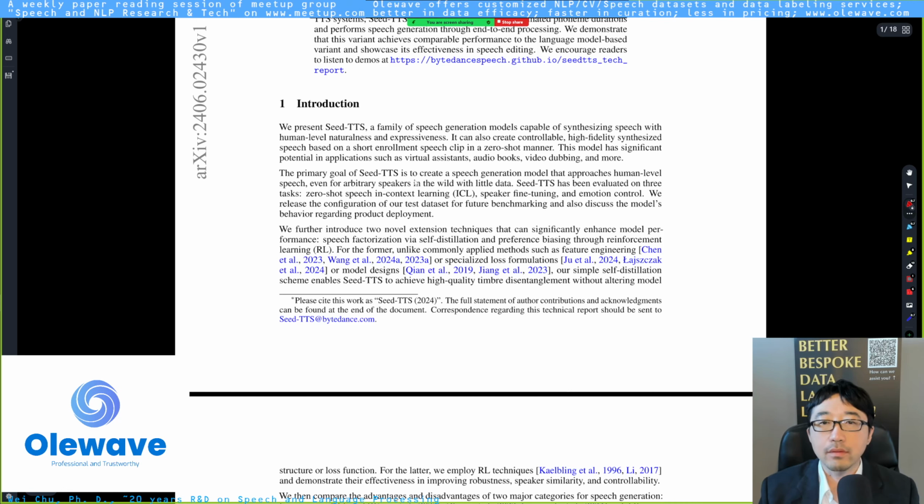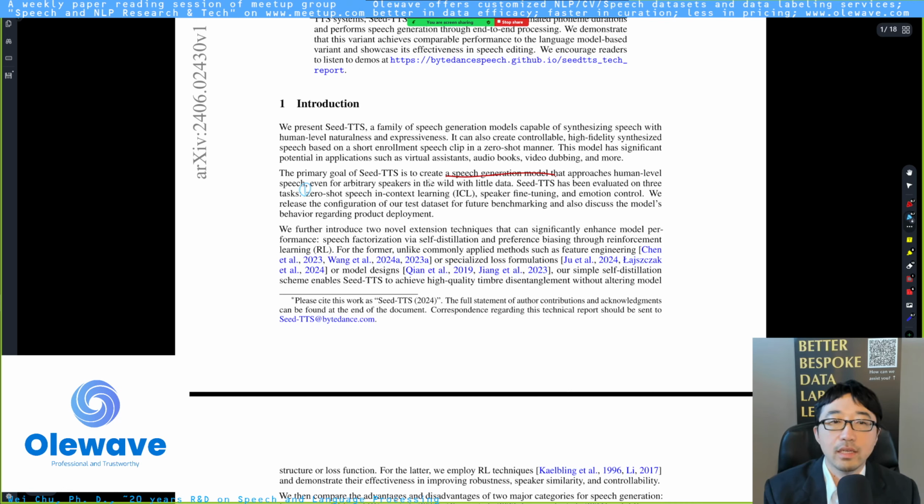Okay, why do you want to build the Seed-TTS? They want to build a speech generation model that approaches human-level speech. This is a very ambitious goal. I wouldn't say they have achieved that, but they have made significant progress. In this technical report, they mainly talk about three things.